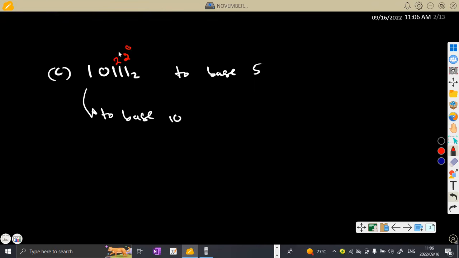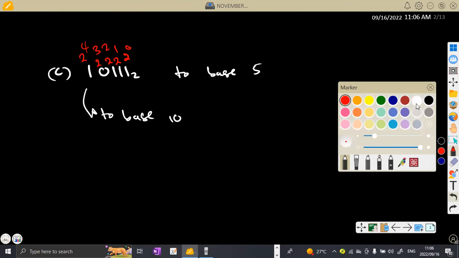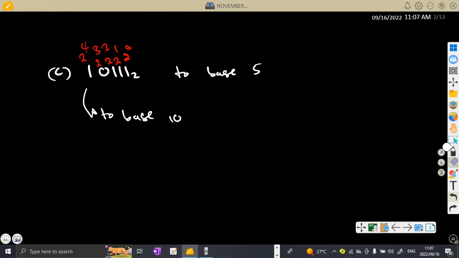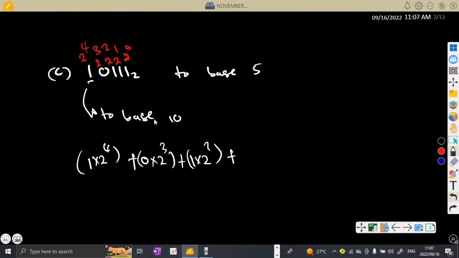All right, so to base 10, that is going to be 2 to the power of 0, to the power of 1, to the power of 2, to the power of 3, to the power of 4. So I'm just going to write this as 1 times 2 to the power of 4, then plus 0 times 2 to the power of 3, plus 1 times 2 to the power of 2, plus 1 times 2 to the power of 1, plus 1 times 2 to the power of 0. Remember how you convert to base 10.